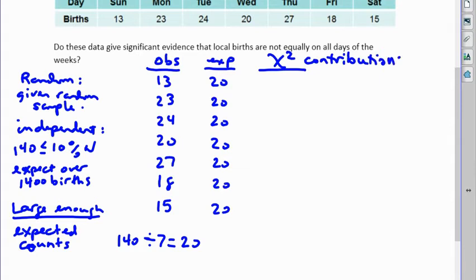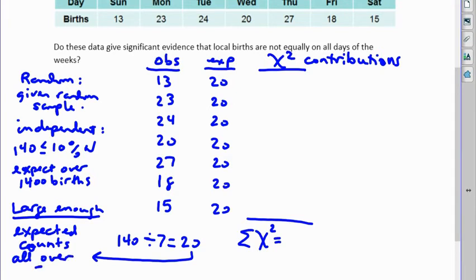And we're going to find out what the sum of all these chi-squared contributions is. Because of this, I can go back to over here. Expected counts are all over 5. So that's good. So that's it.